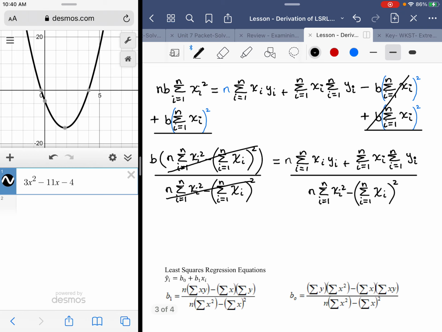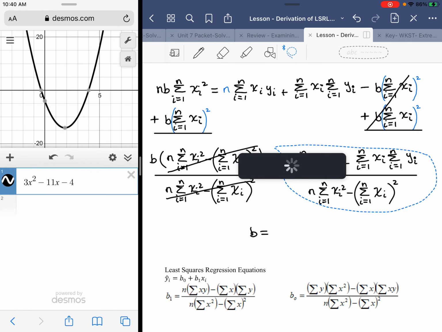Look what we have down there, I'll get to that in a sec. So b is equal to, let me put the b over here, all of this stuff on the right hand side.